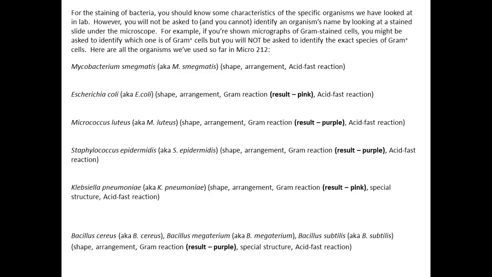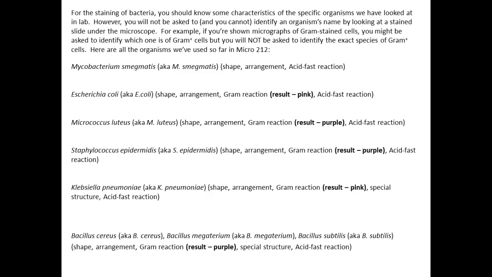So each group will get a different bacillus, so make sure you circle on your data sheet today which one your group is looking at, right? And that's how we'll keep track of what organisms you guys are doing. So if we were to stain using the acid-fast stain, these guys would be negative.